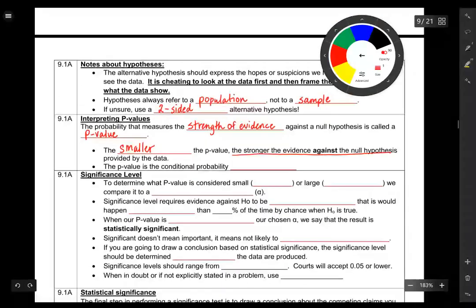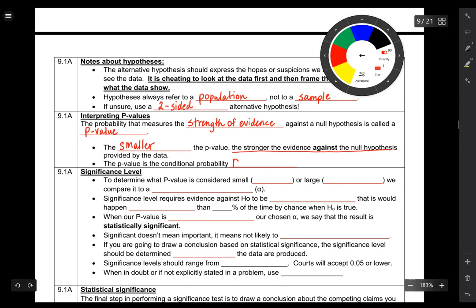The p-value is the conditional probability. So it's the probability of the sample data given that the null hypothesis is true. It's always based on the null hypothesis being true. To determine what p-value is considered small, if it's small enough, you would reject the null hypothesis in favor of the alternative. Or if it's large, then you fail to reject the null hypothesis, H sub 0.